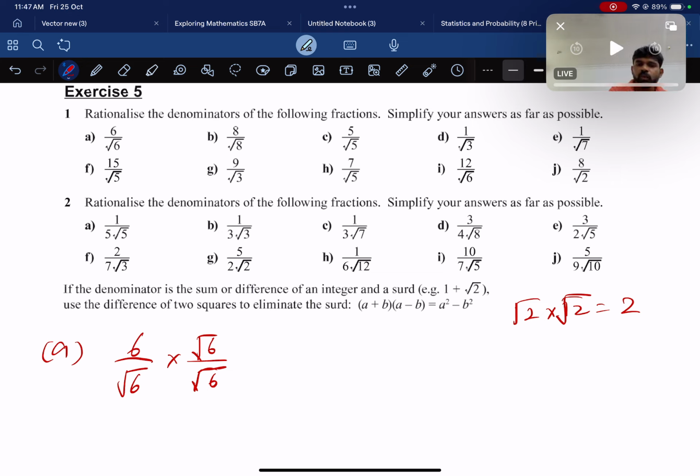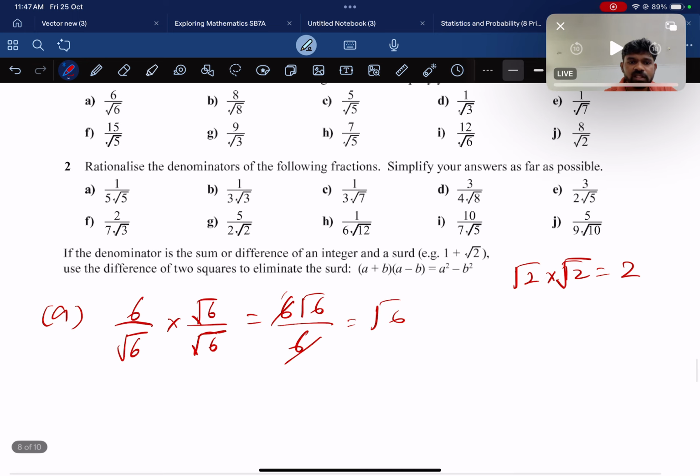So fine, we also multiplied in the numerator by root of 6, and we got our answer as 6 root of 6 divided by 6, where we successfully removed our denominator which was having a surd, and now we have a number. So we can cancel 6 and 6. Our answer is root of 6. Okay, let's discuss the second question also.